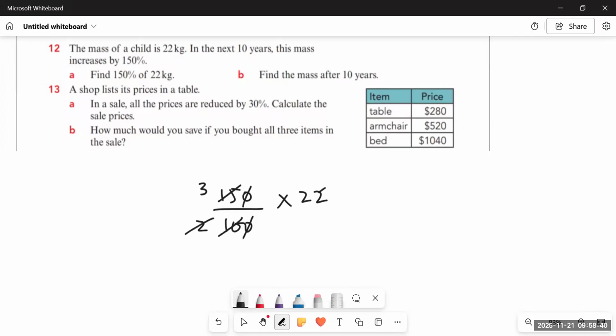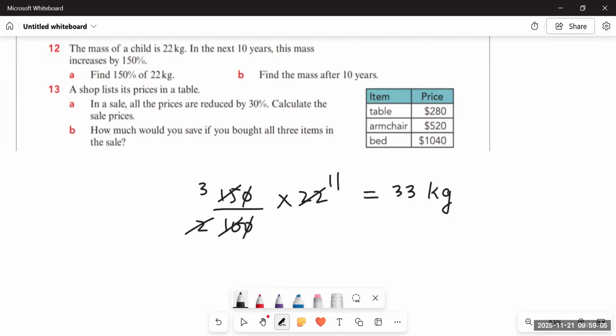2 ones are 2. 2 into 11 is 22. So the final answer would be 33. 3 elevens are 33 kgs. It means the mass of the child would increase by 33 kgs. It's 22 kgs right now, and it will increase by 33 kgs, not increase to 33 kgs. Okay. So that's the increase, pure increase, absolute increase.